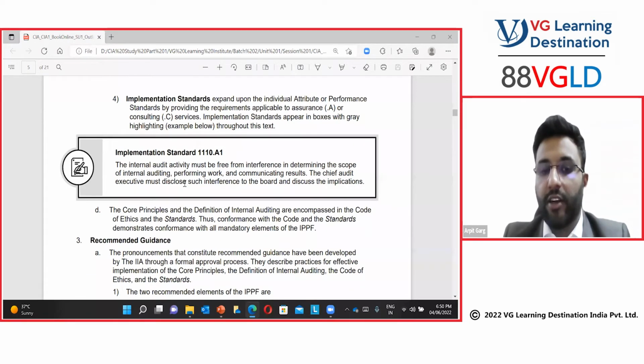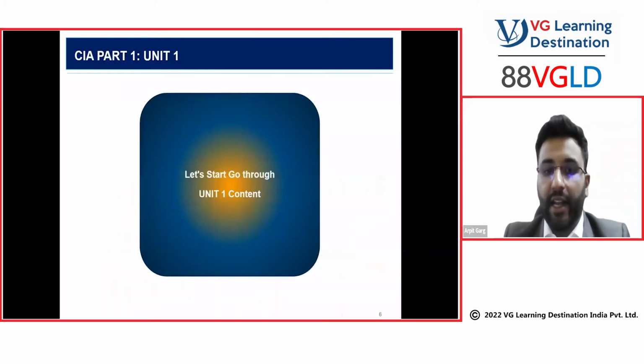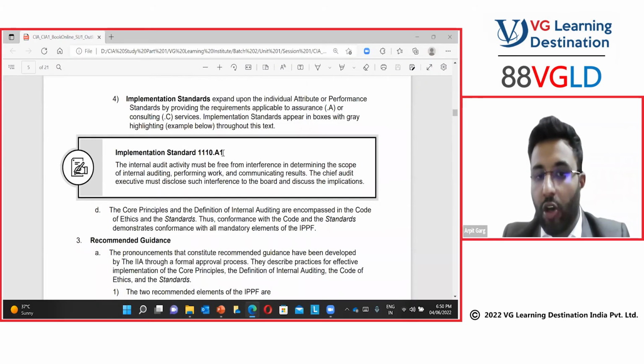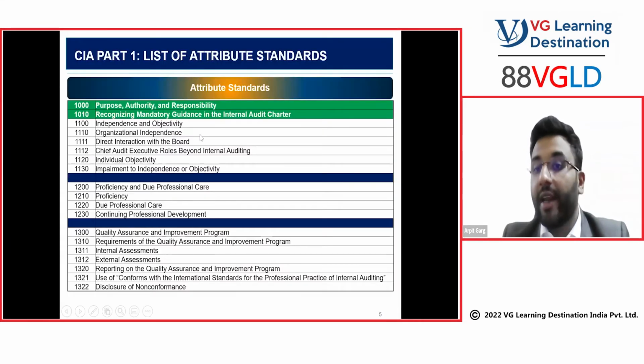The CAE executive must disclose such interference to the board and discuss the implication. So basically, I'll just try to give a little clarity. Here it is talking about the implementation standard. This is 1110, folks. So 1110 is basically what? It talks about organization independence.